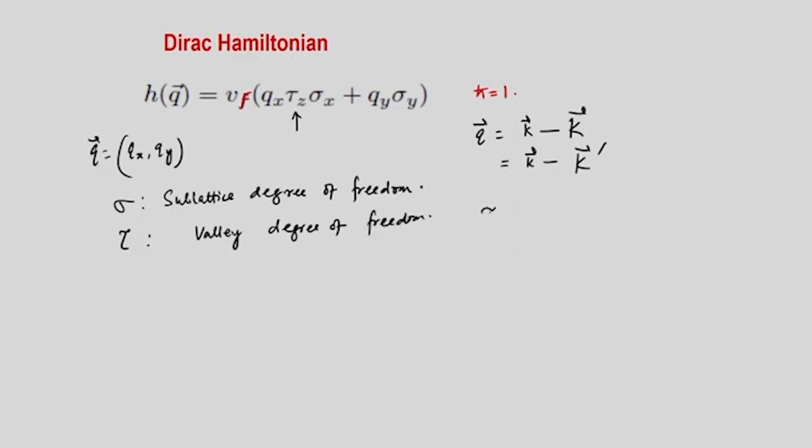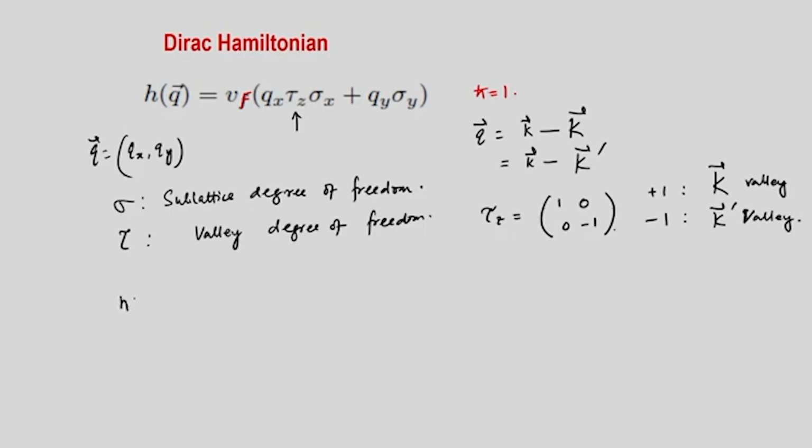And here gamma z is exactly the same as the z component of the Pauli matrix, but it is a 2 by 2 matrix where +1 denotes the K valley, that is the K Dirac point, and -1 corresponds to the K prime valley. Okay.